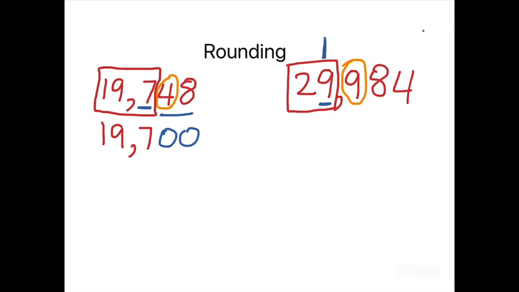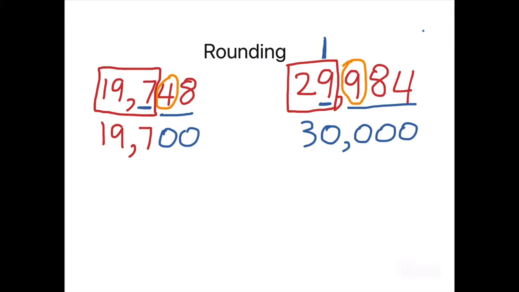Now because the 9 increases by 1, it is going to affect the 2. So 29 plus 1 becomes 30. And all the digits after the rounding place become zeros. So 29,984 rounded to the nearest 1,000 becomes 30,000.